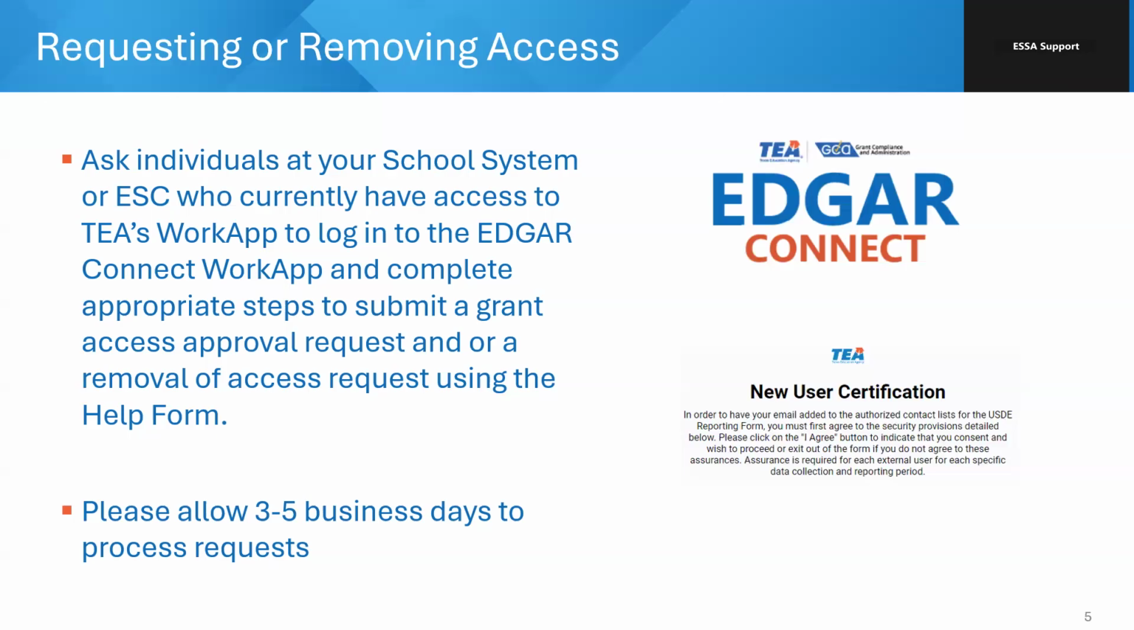If the individual you are wishing to add does not have access after 5 business days, please submit a help form using the Edgar Connect help form located within the Edgar Connect WorkApp. If you need to remove access for someone at your ESC or school system, you must also complete the appropriate steps to submit a request to remove access by completing the steps found on the Edgar Connect WorkApp.